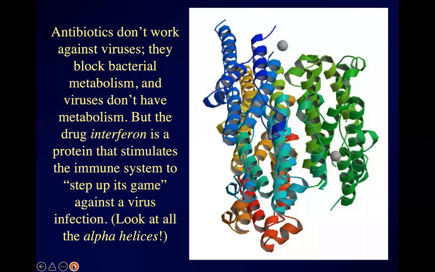Incidentally, pretty much the same is true for ivermectin, which is a very effective drug against worms and other parasites, but the clinical trials that I've seen show that it really doesn't do anything against viruses. There is a drug you can take called interferon. That's a protein, and it's shown here, and you can see it's got lots of alpha helices. We don't have time to go into exactly how it works, but it stimulates the immune system to step up its game.